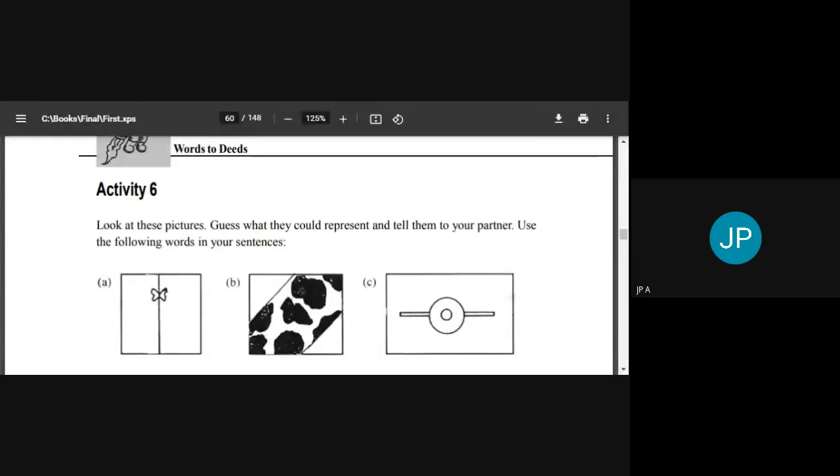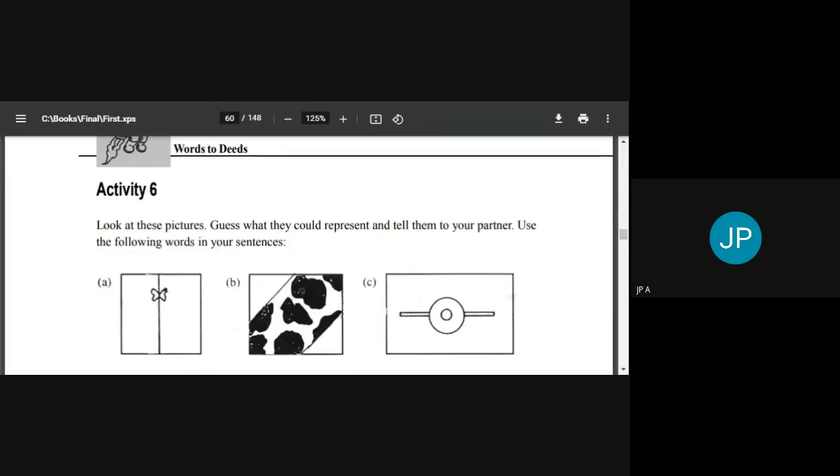The first one, you have pictures. Okay, so these pictures indicate you have to use sentences which indicate possibility. So that is the task that we have. So I will give you an example. So how will we create a sentence? I can begin by saying, it could be.